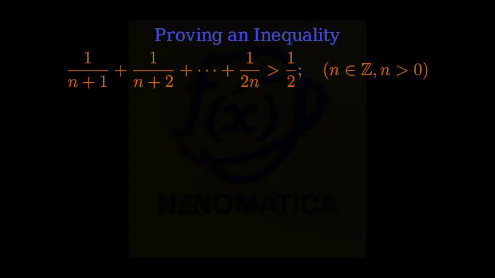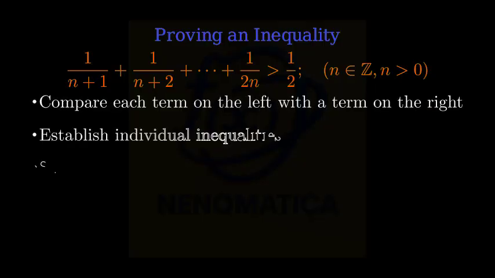Welcome to this math video where we'll work through a beautiful proof from mathematical analysis. We'll prove that for any natural number n greater than 0, the following inequality holds: 1 over n plus 1 plus 1 over n plus 2 plus ... plus 1 over 2n is greater than 1/2. Let's break down our approach for this proof. We'll apply direct comparison between each term in the left-hand sum and corresponding terms on the right. This will lead us to our conclusion.